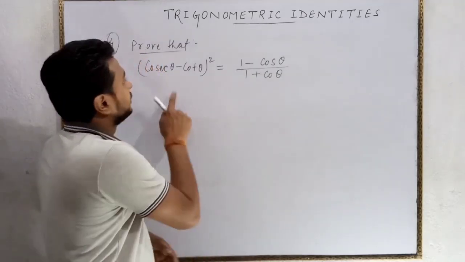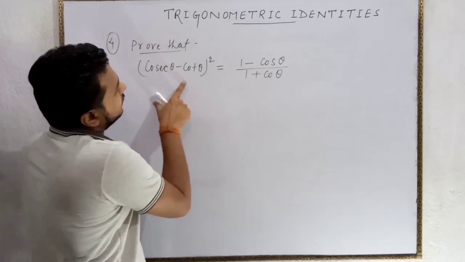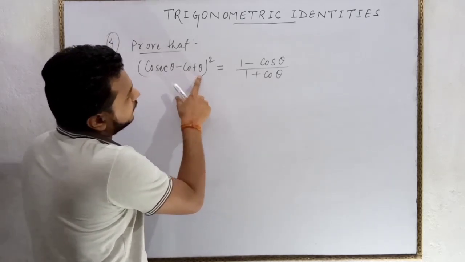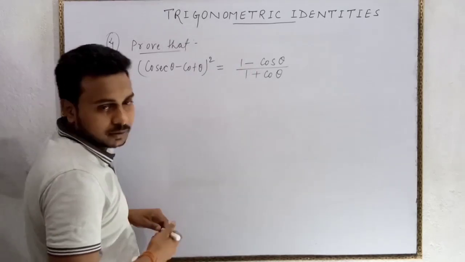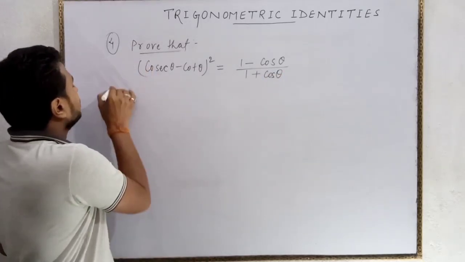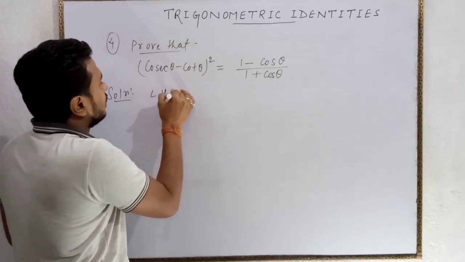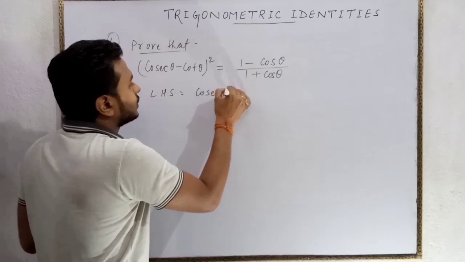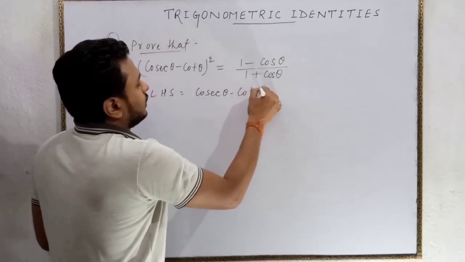Our fourth question is this, in which we have to prove that (cosec theta minus cot theta) whole square is equal to 1 minus cos theta upon 1 plus cos theta. Okay, look at the solution. The LHS is (cosec theta minus cot theta) whole square.